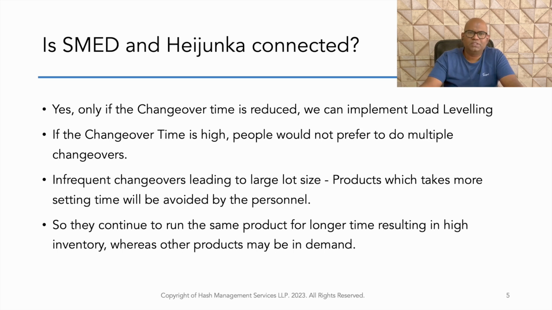So if the changeover time is 8 hours, I will not have the inclination to do the changeover. But what if the changeover time is reduced to 10 minutes? So every day I can do a changeover, right? The first day I will produce product A, then on the second day I will do just a 10 minute changeover and go to product B, and then on the third day I will go to product C. Because the changeover time is less, I will be able to go to the different products. I will be able to manufacture different products in an easier, smoother manner.